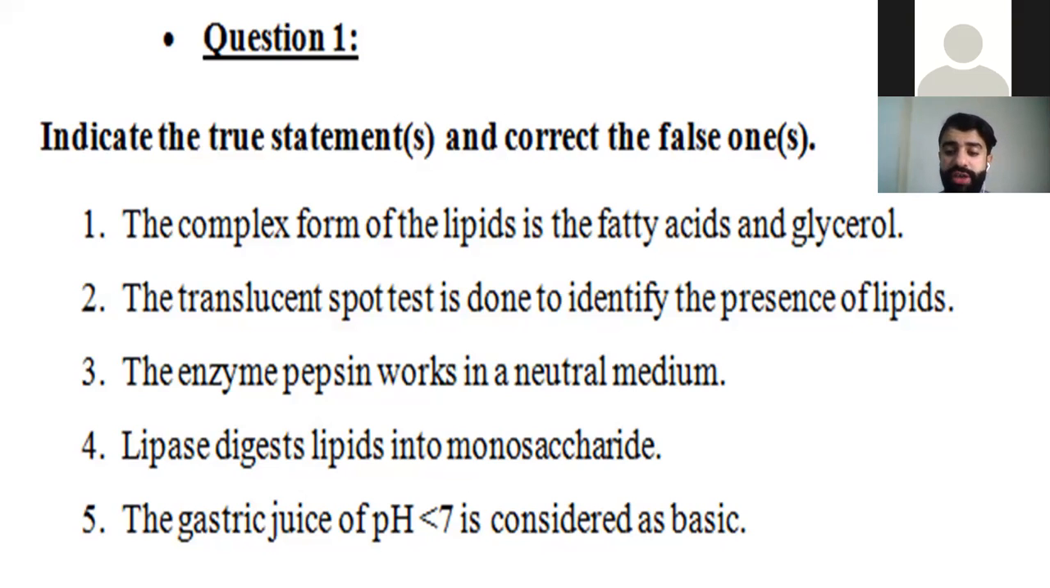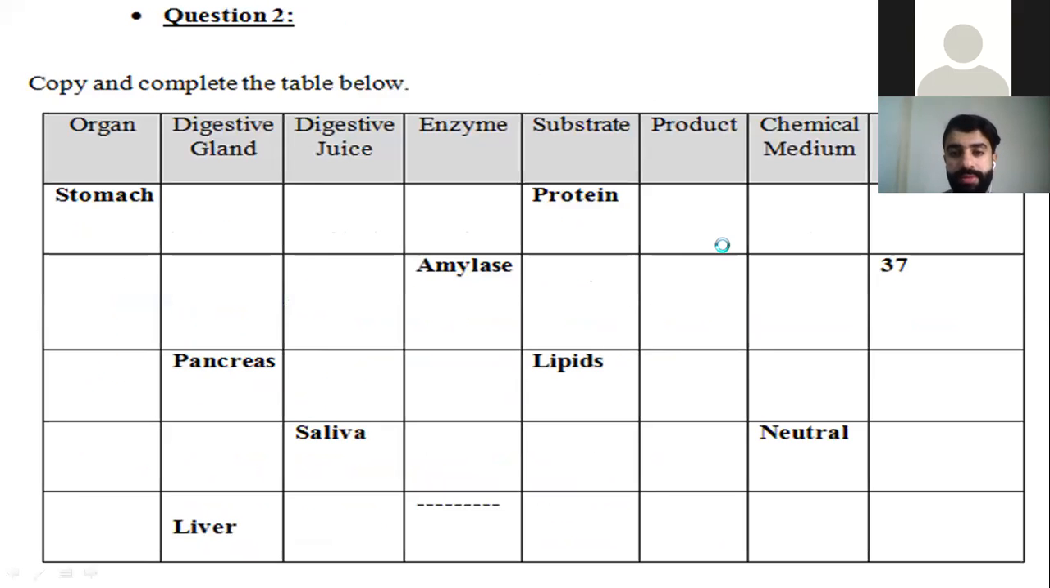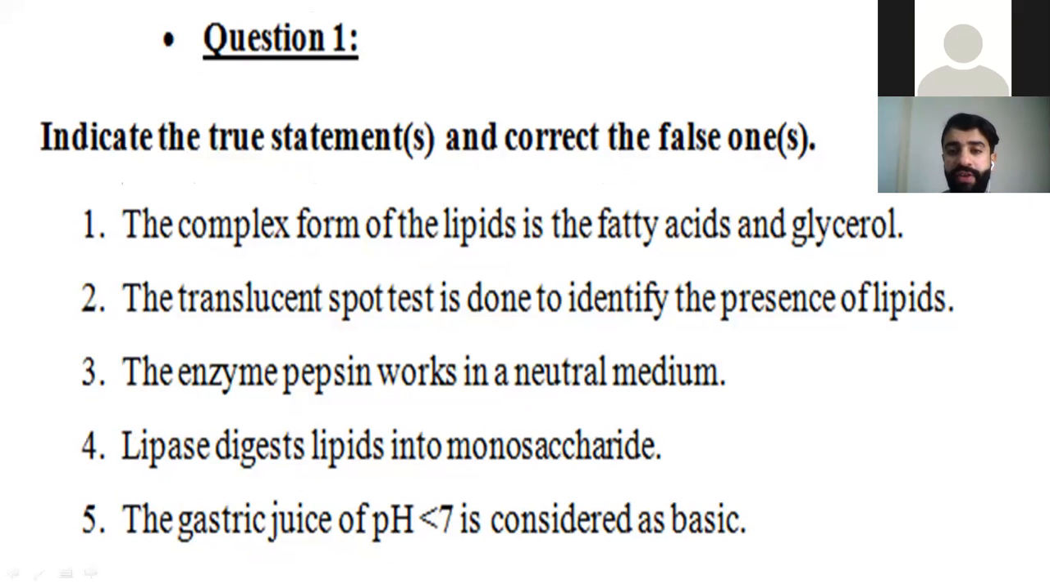Okay, so Hadi, if I ask you in another way: I don't want to cross the word lipids, I want to cross the words fatty acid and glycerol. How can I do so? You said that the simplest form of lipids is the fatty acid and glycerol, right? If I want you to cross the fatty acid and glycerol, what do you put instead? What is the complex form of lipids? This is the question.